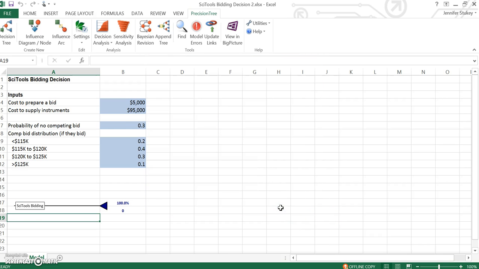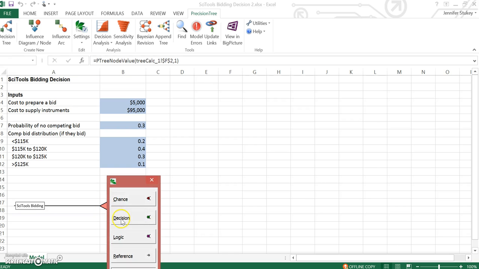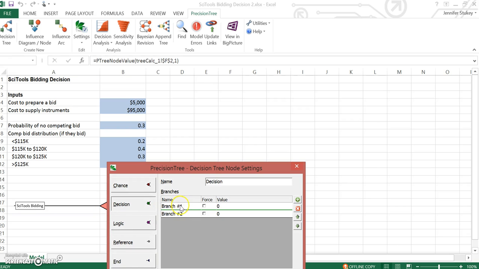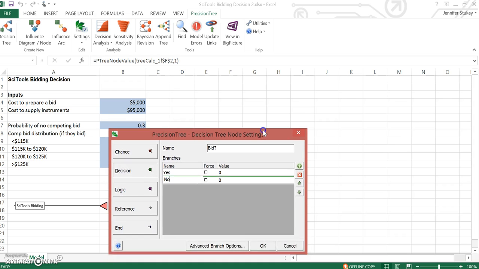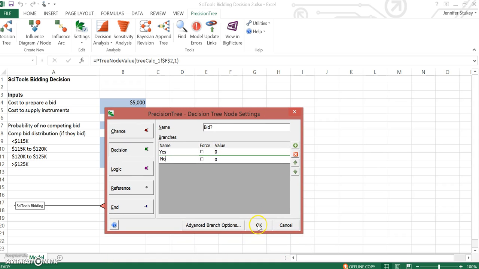Okay. All right. Now, the first thing we are going to put in is a decision node. So to put in a decision node, you click on this little triangle and you select decision. And the decision is bid. So branch 1 will be yes. Branch 2 will be no. Then you can press OK.